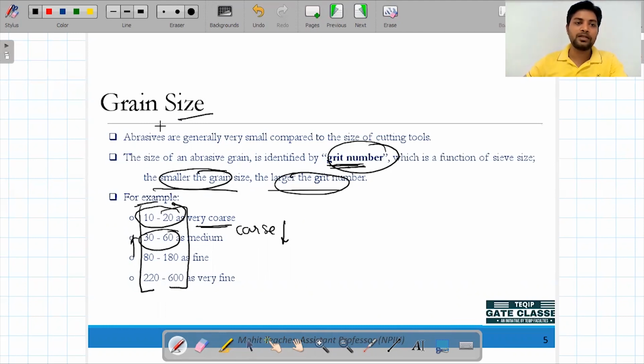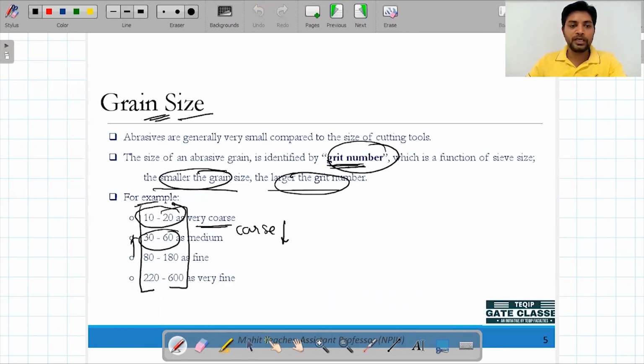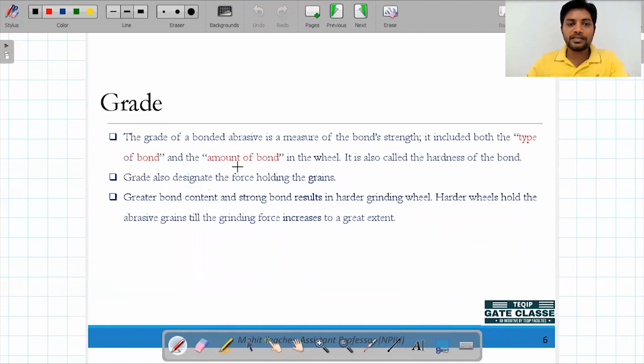Please keep in mind that grain size is defined by the grit number only. So this is the grain size: 10 to 20 is very coarse, then it decreases. 30 to 60 is medium, 80 to 180 is fine, and 220 to 600 is very fine. Next is the grade.